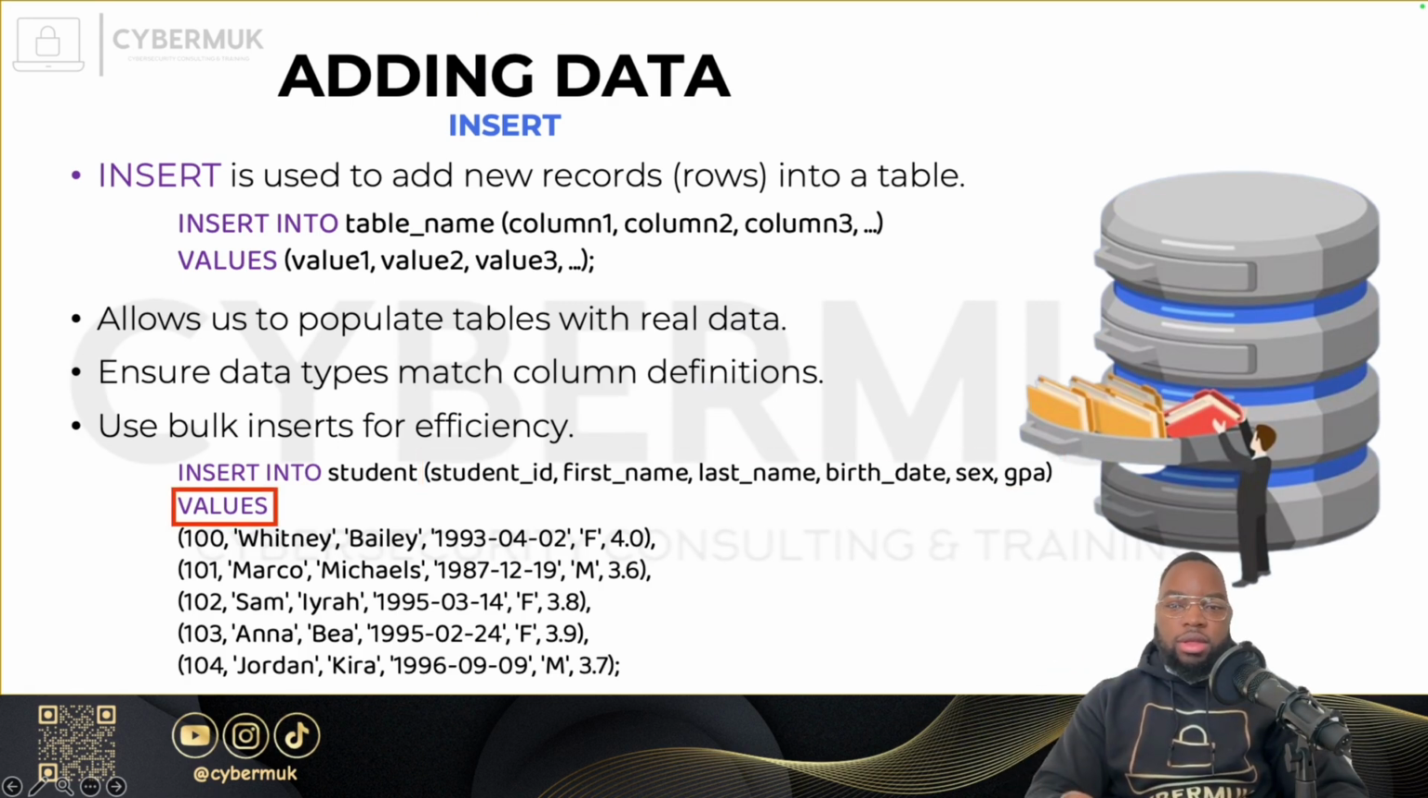Then we have the VALUES. This defines the actual data being added. And you can have multiple rows in one statement, separated by commas. So at the end of the parentheses, if you take a look, you will see commas at the end of each of them. If you look right here, you will see all of them separated by commas. So pay attention to that.